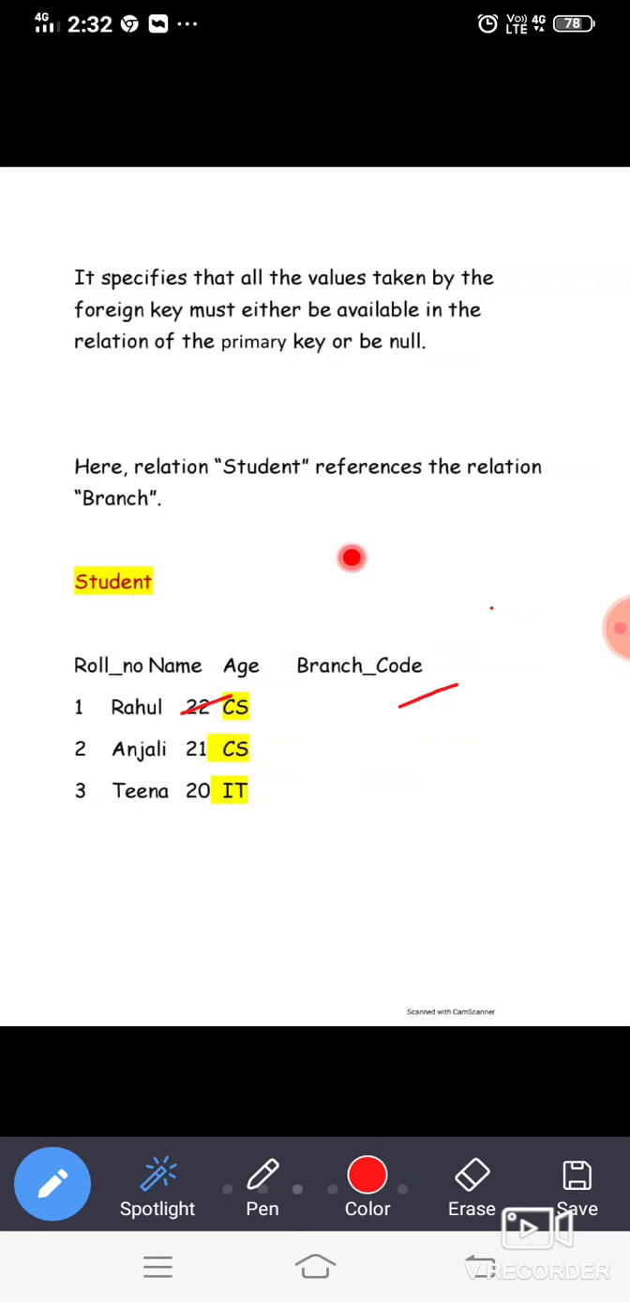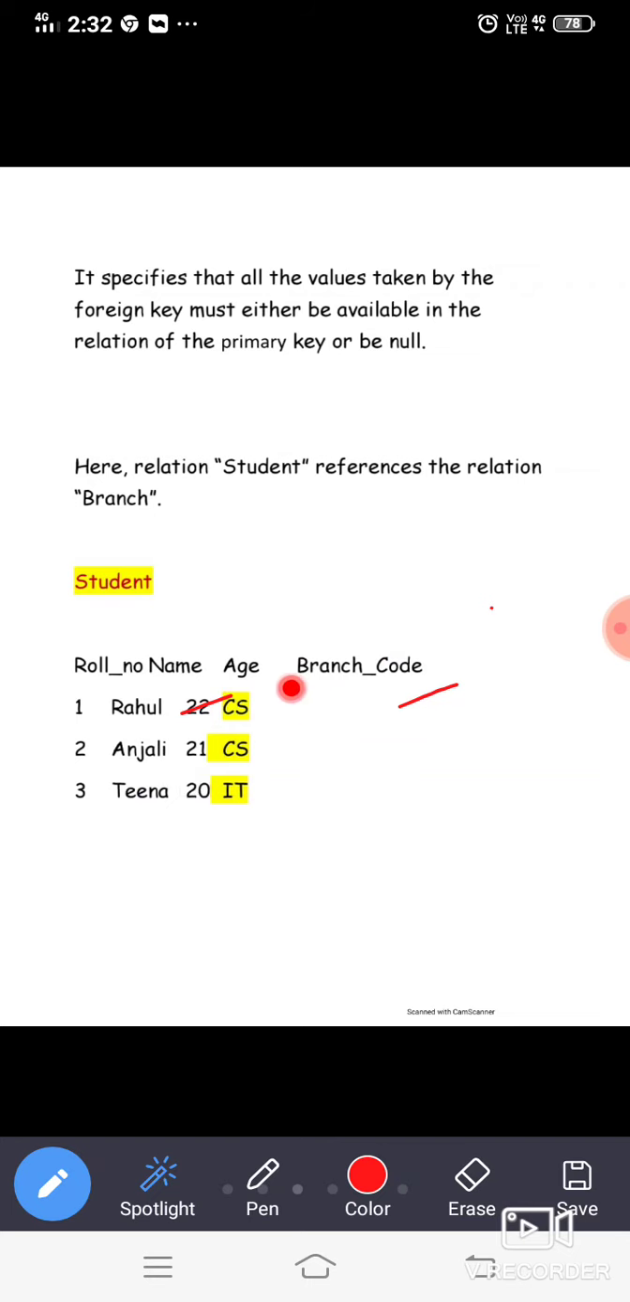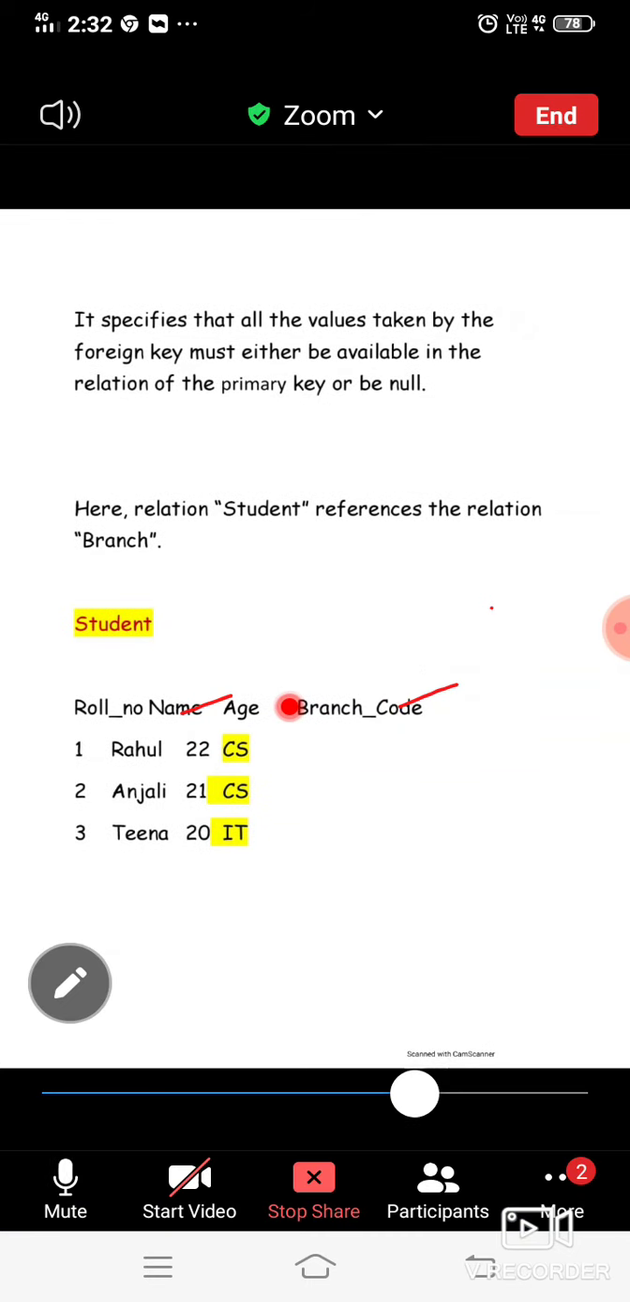What is the common column? Branch code. So I want to refer, as we already know in the foreign key also, we are going to refer from the first table to the second table, right? Here also there should be some common column. What are the values in the common column branch code here? CS and IT. So the same CS and IT should exist in the branch code of the second table.